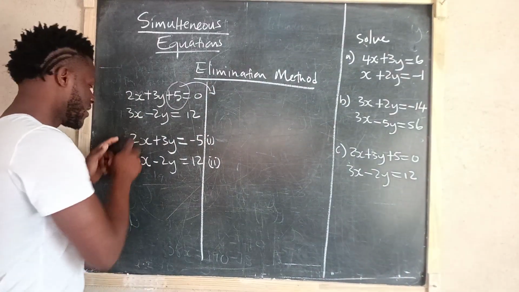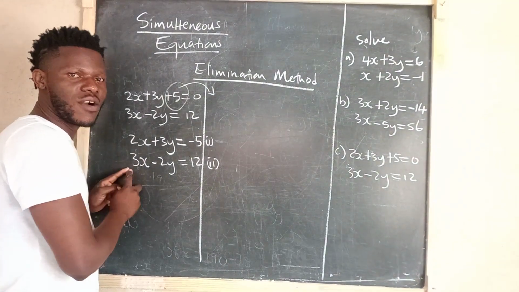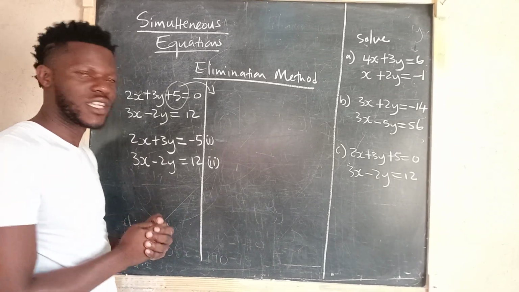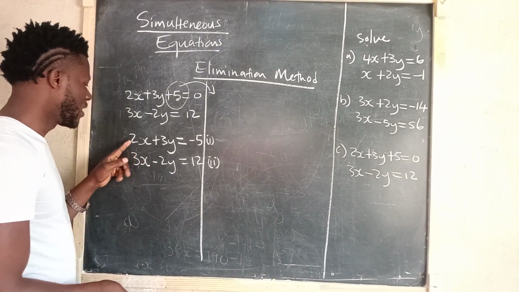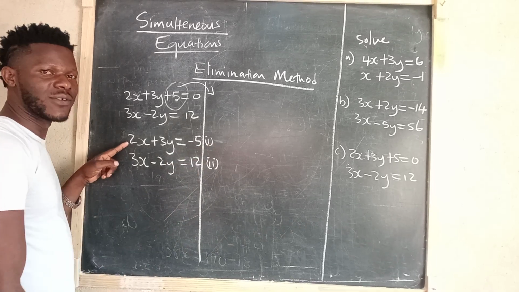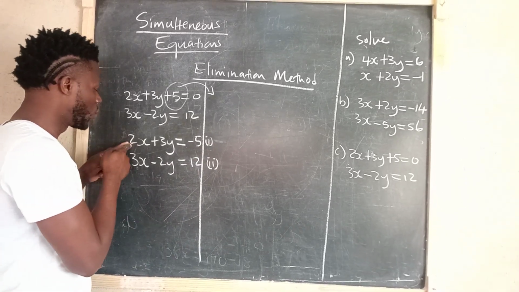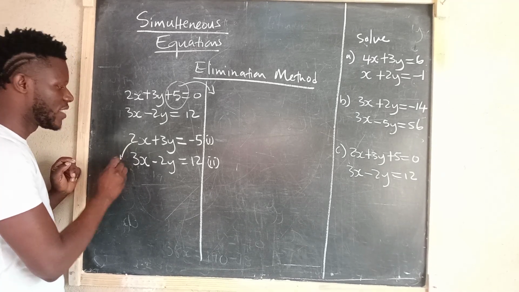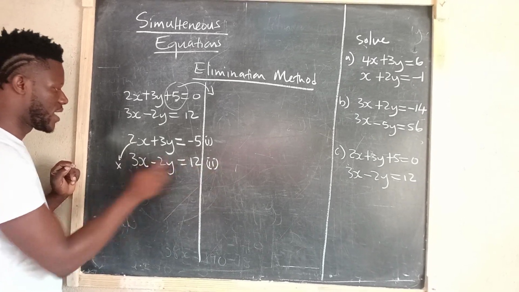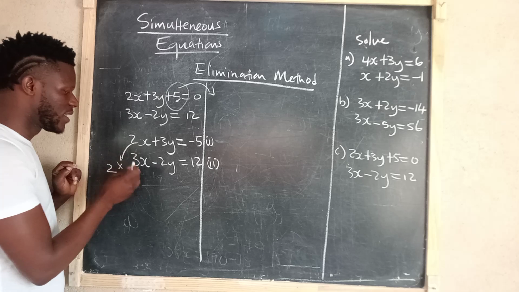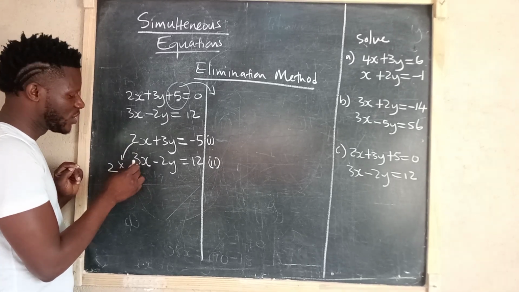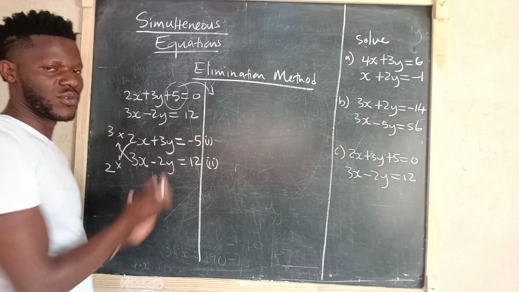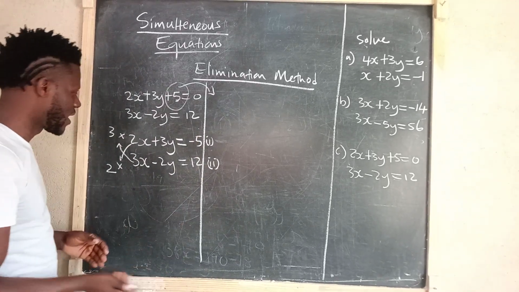So to make these coefficients equal, we need to cross multiply both equations by the coefficients of x. For instance, in equation number 1, the coefficient of x is 2. This coefficient will multiply equation number 2 up to the end. So you multiply by 2. Then in equation 2, the coefficient of x is 3. So you multiply by 3 up to the end. Right, so let's do that.